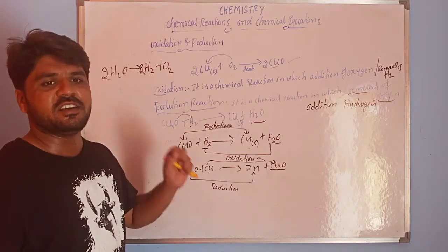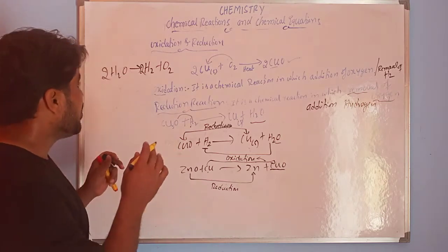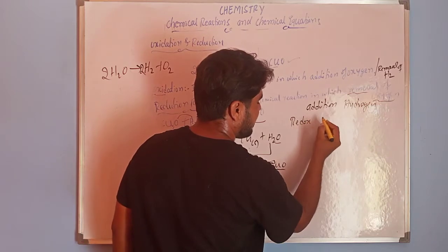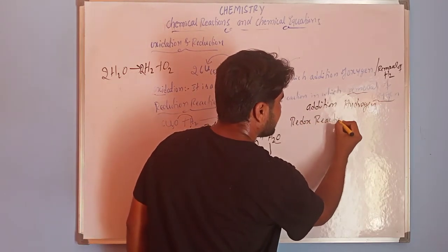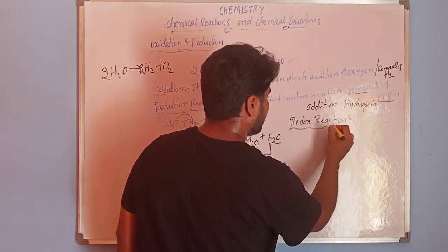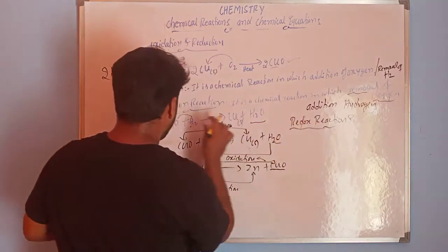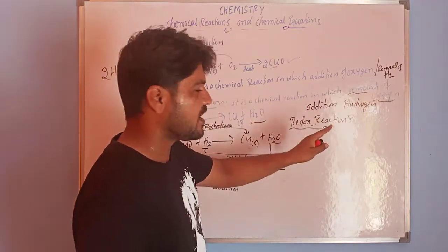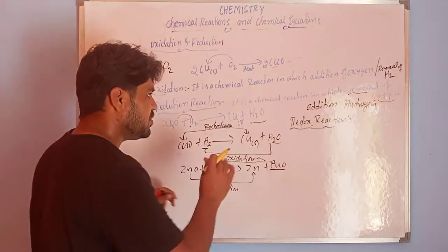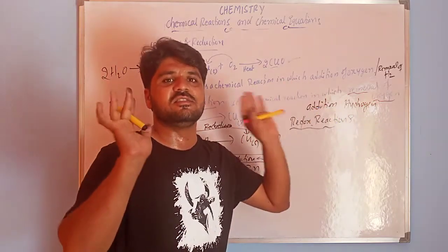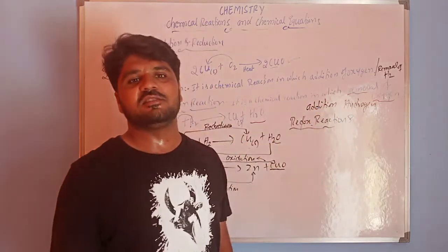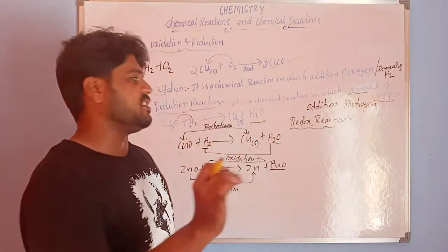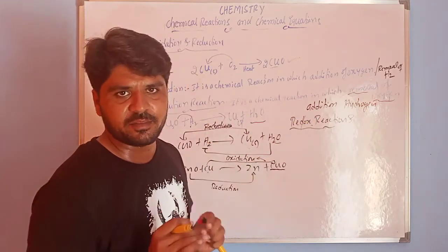One more thing is redox reactions. In redox, red means reduction, ox means oxidation. The two processes occur simultaneously, in a single reaction. This is what redox reactions are. A redox reaction is nothing but the oxidation and reduction reactions in combined form.